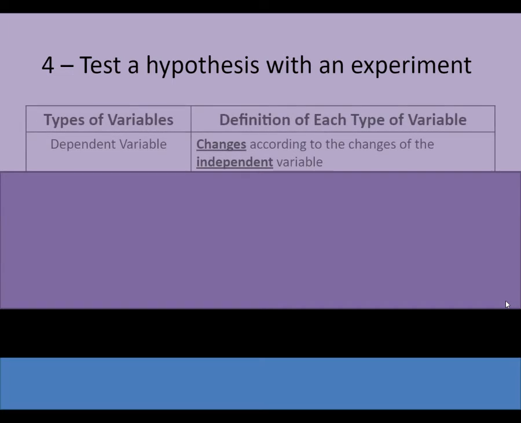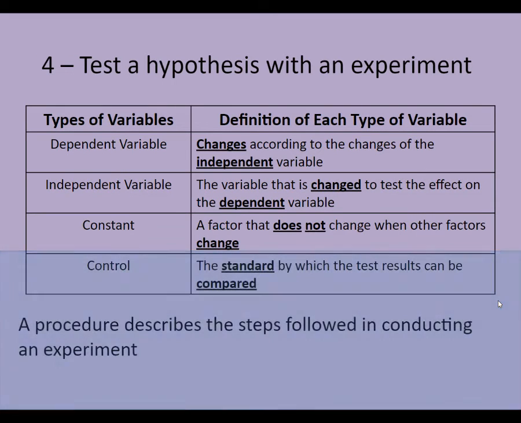But anyways, testing your hypothesis. This comes down to an experiment. When we test with an experiment, you have to make sure that you have a control and a constant, so a dependent and independent variable. Your dependent variable changes according to the changes of the independent variable. So think about this. When you're dependent, you're dependent on something. Independent, that means you're by yourself. So the independent variable is changed to test the effect on the dependent variable.